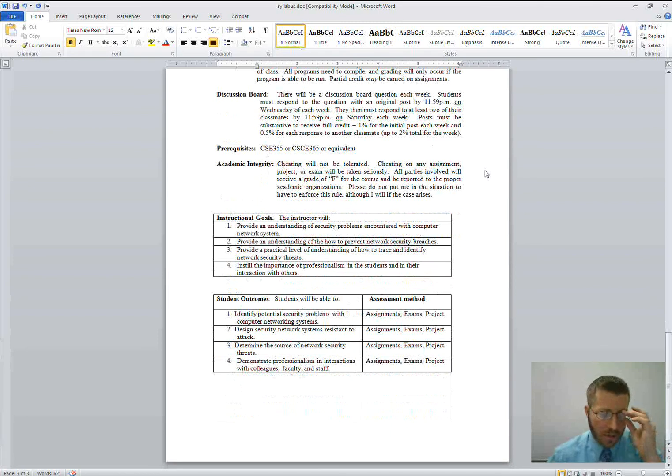Instructional goals there, you can see what my goals are for the class and the student outcomes. What I'm expecting you guys to hopefully do: identify potential security problems with computer networking systems, design security network systems resistant to attack, determine the source of network security threats, and then demonstrate professionalism in interactions with colleagues, faculty, and staff. Those are the outcomes that I'm hoping you'll be able to achieve in this class, as well as obviously learning a tremendous amount about computer and network security.